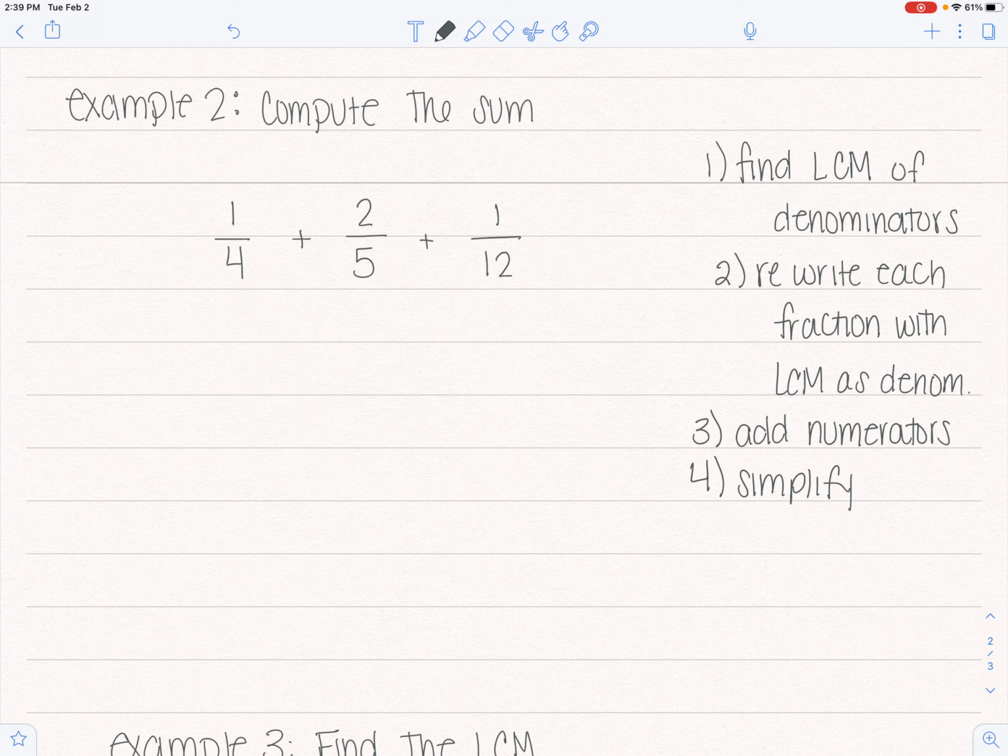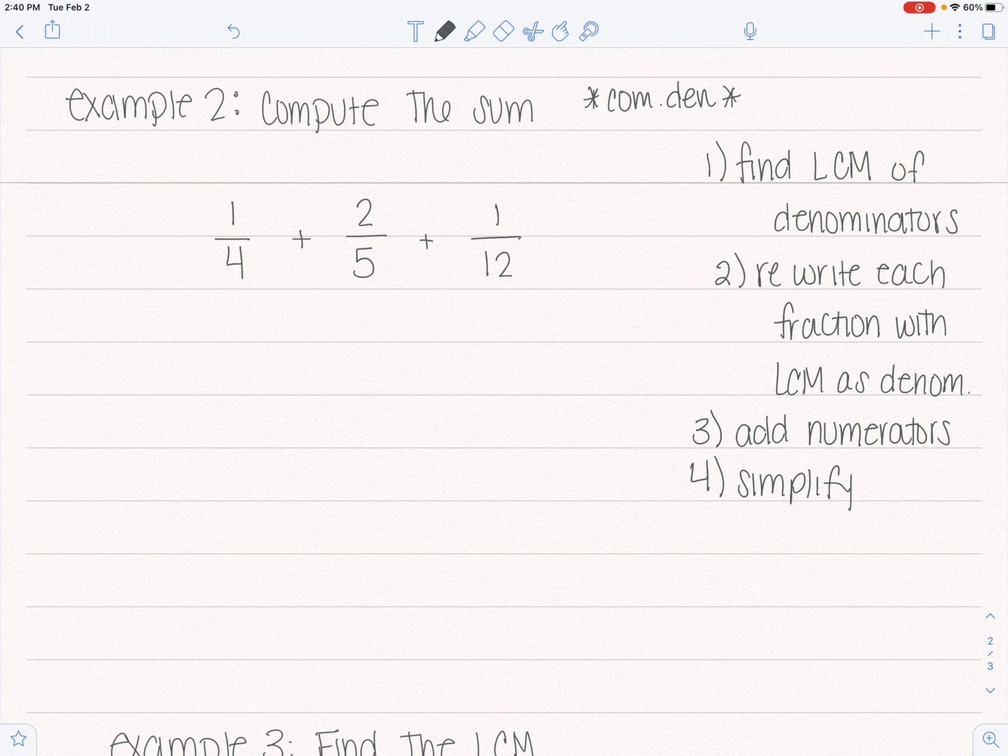All right, example 2, compute the sum. So now I'm actually going to apply the least common multiple to add fractions. In order to add fractions, they have to have what we call a common denominator. Common denominator just means that all the denominators must match. So in my problem, I have 1/4 plus 2/5 plus 1/12. Well, as you can see, these denominators do not all match, so I need to make them match.